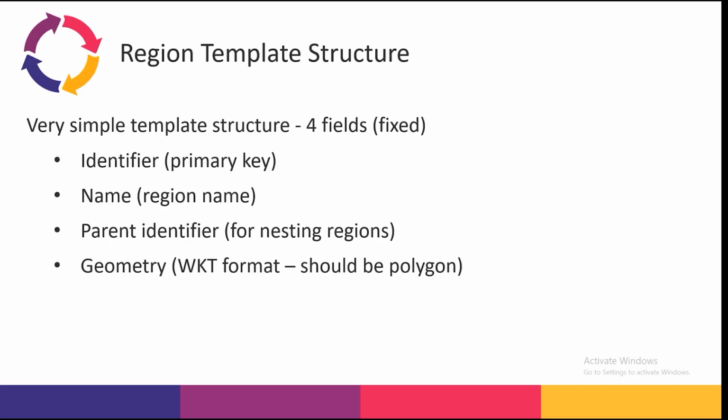So the region is a much smaller template, essentially, because you have a lot of custom fields attached to sites, a lot of different fields. With regions, you won't need that many fields. So essentially, you have the identifier, the primary key, you have the name of the region, you have the parent identifier, as we saw with the example I gave previously. So that was IND for India, and the place Jaipur was nested within IND. The geometry will be in well-known text format, and for a region, it should essentially be a polygon and not a point.